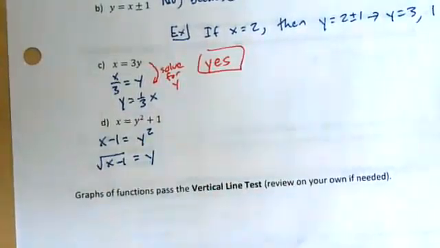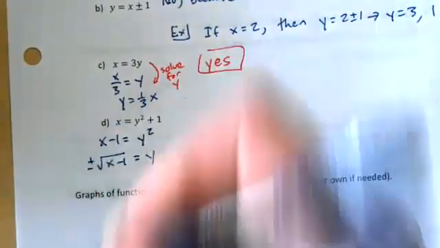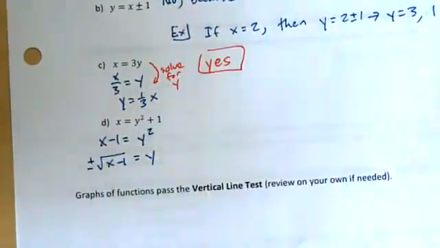And I have forgotten something really important. What did I forget? Plus or minus. When we take a square root on both sides while we're solving an equation, we have to take into account plus or minus. So y equals plus or minus the square root of x minus 1.